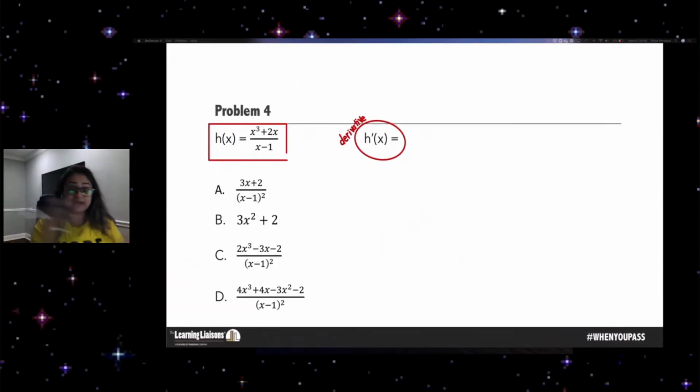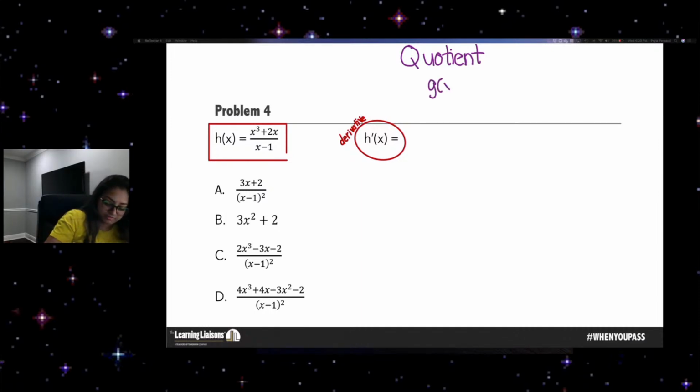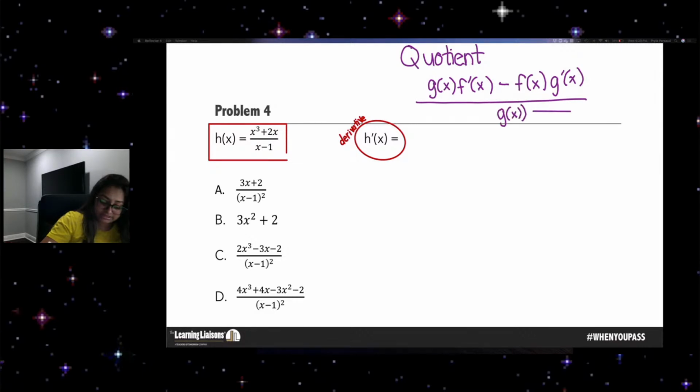Okay. So we have to take the derivative of that first function. Does anybody know what that rule is? It's definitely a quotient rule. All right, I'm going to go ahead and write out the quotient rule. It's going to be g of x times the derivative of f of x minus f of x times the derivative of g of x, all over g of x squared.